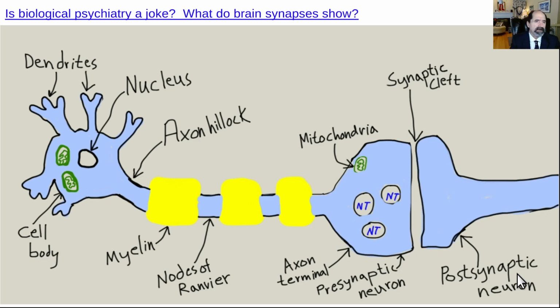Okay, this video is: is biological psychiatry a joke, and what do the brain synapses show? Basically, biological psychiatry took over most of psychiatry around 1980 or so. They sort of pushed aside the psychoanalysts as part of their competition.